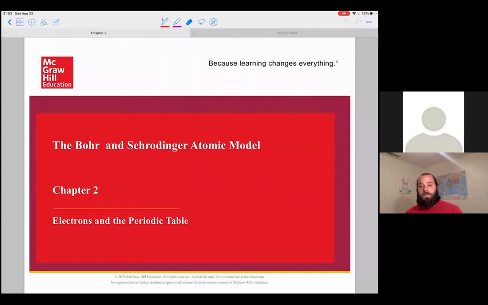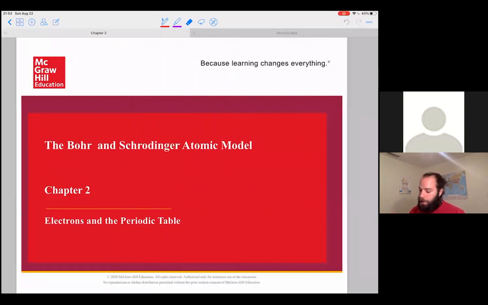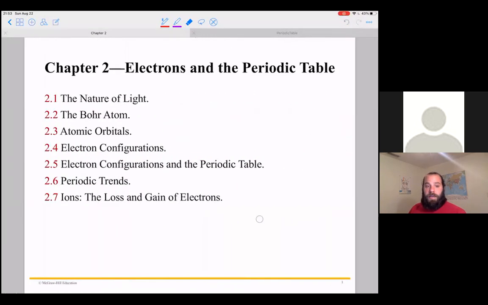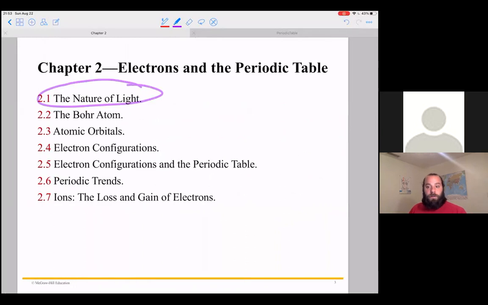So the first thing we're actually going to discuss are those other two models of the atom, the Bohr, and then finally the Schrodinger model of the atom, which is the one that we take to be truth to this day. But before we get into that, we actually are going to discuss a little bit about the nature of light real quick.